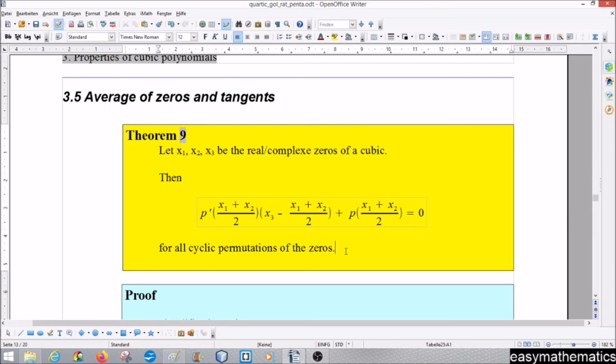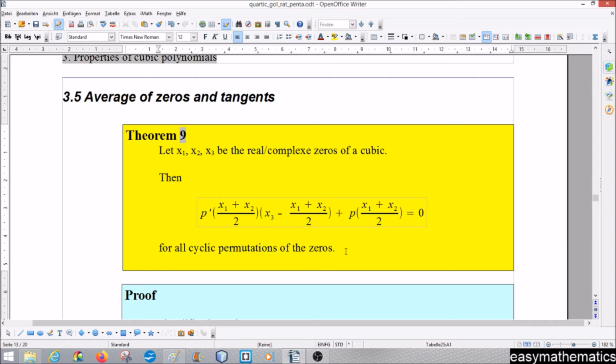Yeah, this is one of my favorite statements, the average of zeros and tangents, Theorem 9. Let x1, x2, x3 be real or complex zeros of a cubic. Then p prime, so the derivative, evaluated at (x1 plus x2) over 2, times x3 minus (x1 plus x2) over 2, plus p of (x1 plus x2) over 2 is 0 for all cyclic permutations of the zeros.